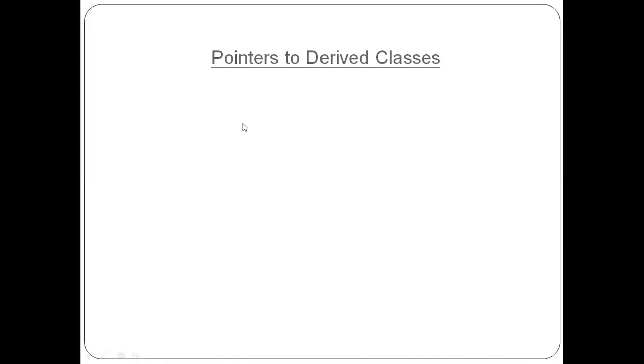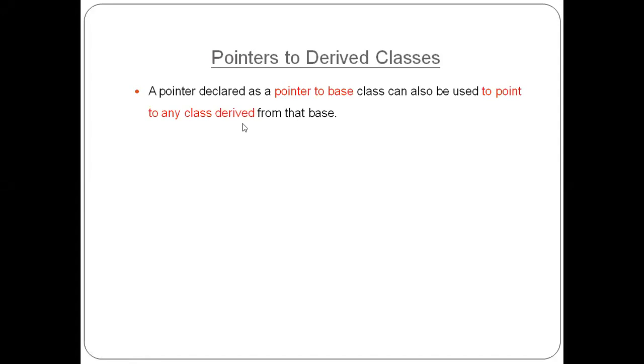to derived classes. Okay, so with respect to this, a pointer declared as a pointer to base class can also be used to point to any class derived from that base. Yes, we have done with this. Suppose, for example, we are going to create the pointer variable for the base class. Assume that A is our base class, and we are going to create the pointer variable for that particular A as *A, and we are using that pointer variable to point to the derived classes.